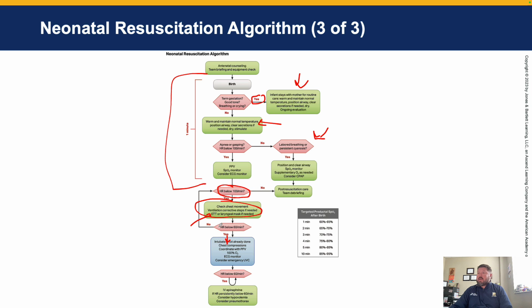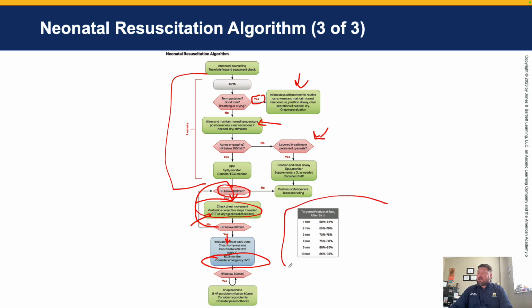If the heart rate still remains above 60, but still below 100, we're just going to continue to ventilate and reposition. We're going to coordinate our PPV with chest compressions if we are doing compressions with 100% O2, continually monitor the ECG, and we also may consider an emergency umbilical vascular catheter. If the heart rate is still below 60, even after rounds of chest compressions, then we will consider IV epinephrine. If the heart rate is persistently below 60, consider hypovolemia or other causes such as pneumothorax.